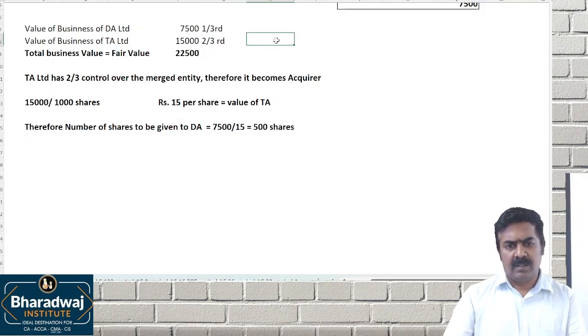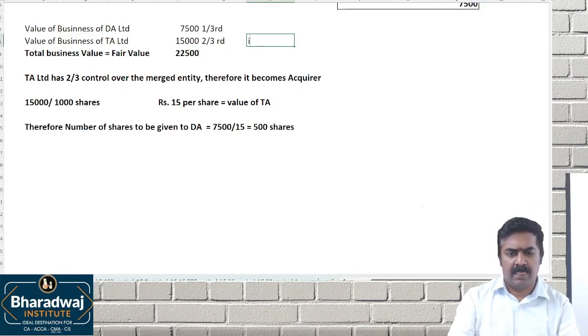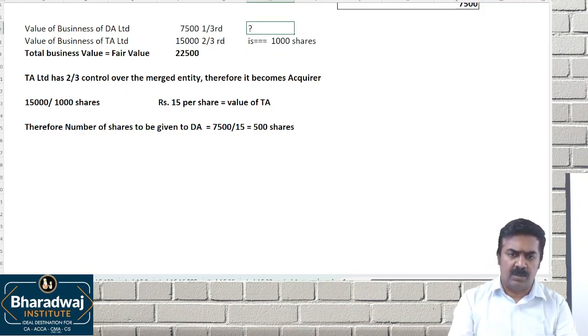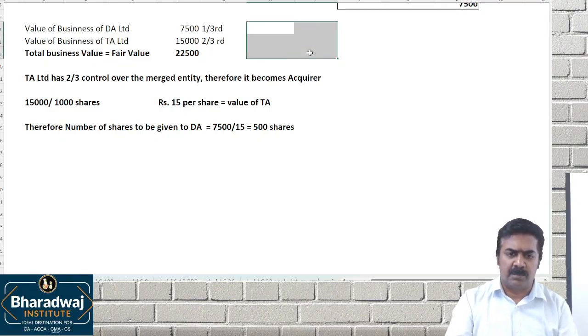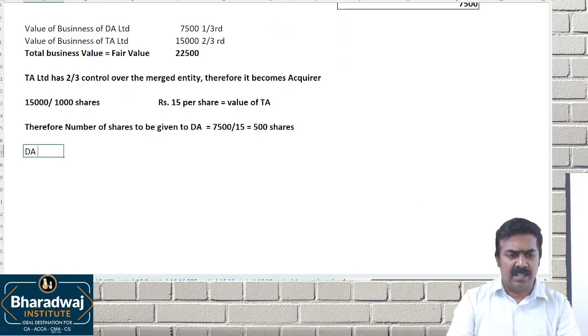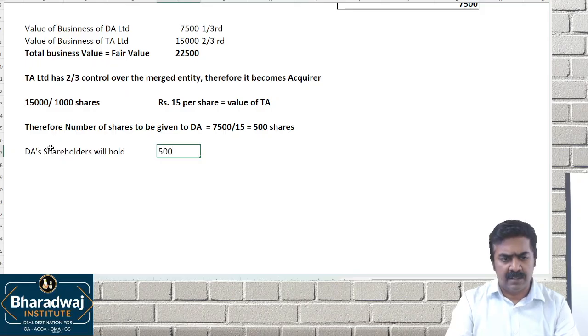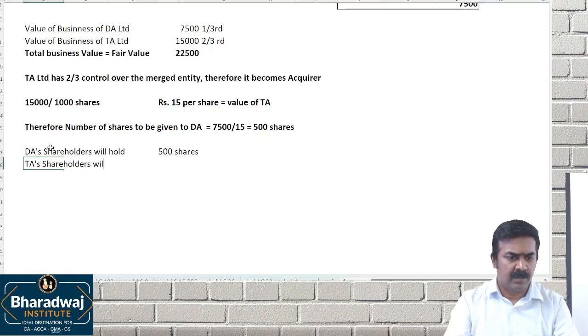Otherwise, if 15,000 is how many shares? 1,000 shares. For this, how many shares would they have given? They will continue up to 500 shares. Total how much will it be? 1,500. Don't use shortcuts like this, the logic will go. DA shareholders will hold 500 shares, and TA's shareholders will hold how many shares? 1,000 shares. Total number of shares.